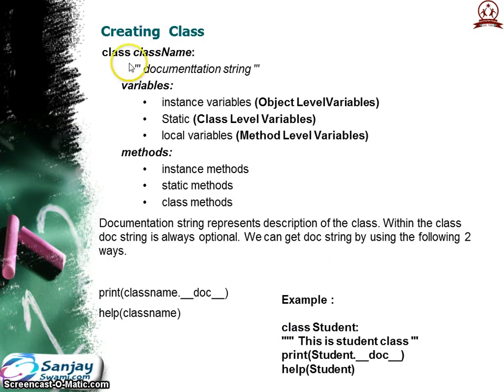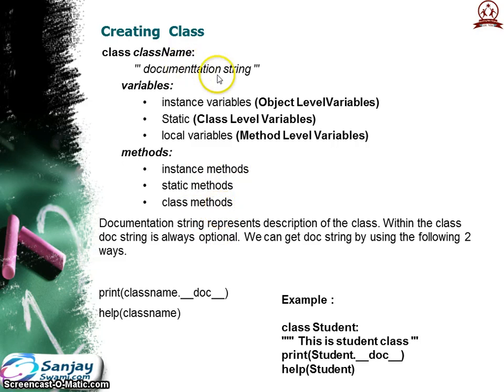Creating a class. Now see the syntax to create the class. Class is the standard keyword, then the class name, then the documentation string. Then variables: there are different types of variables like instance variables, static variables, and local variables. We will be discussing all these types of variables in detail in a later session. Then the methods: instance methods, static methods, and class methods.